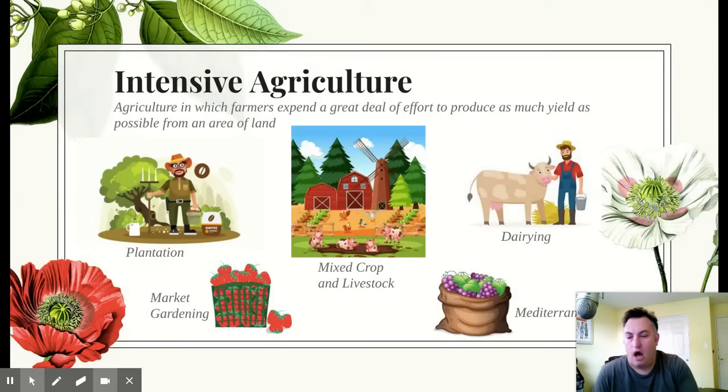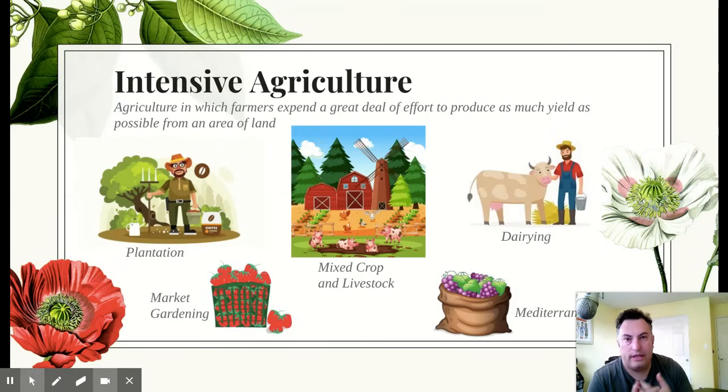All right. Now, there's two other ideas that I'm going to need you to keep in your mind, and those are intensive agriculture and extensive agriculture. Intensive agriculture, as you see here, is agriculture in which farmers expend a great deal of effort to produce as much yield as possible from an area of land. Okay. Since land is expensive, it's typically commercial farmers who are engaging in intensive agriculture. They don't want to spend a lot of money on land that they don't need, so they're going to invest instead in inputs like fertilizers, pesticides, to try to get the most out of that land as possible.